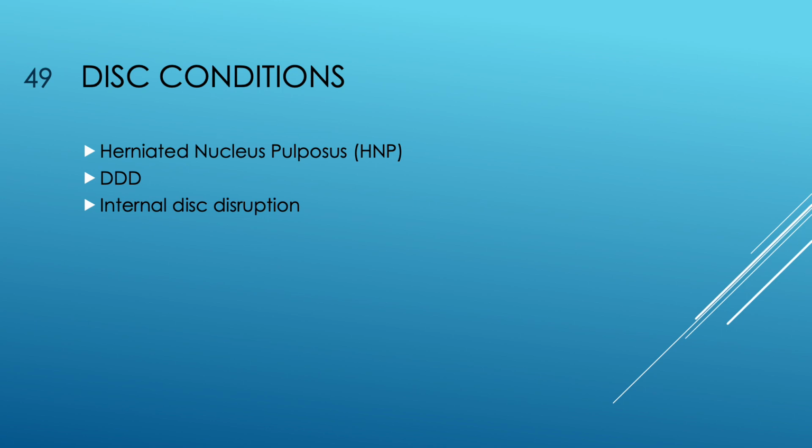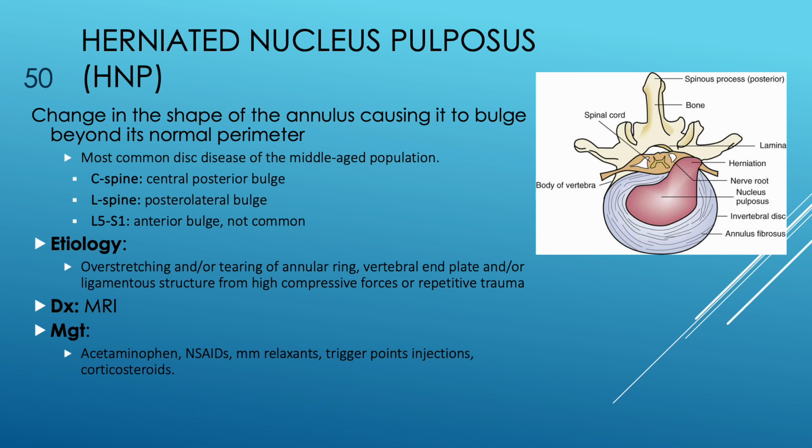Disc conditions include herniated nucleus pulposus, degenerative disc disease, and internal disc disruption. Herniated nucleus pulposus is a change in the shape of the intervertebral disc annulus, causing it to bulge beyond its normal perimeter. It is the most common disc disease of the middle-aged population.